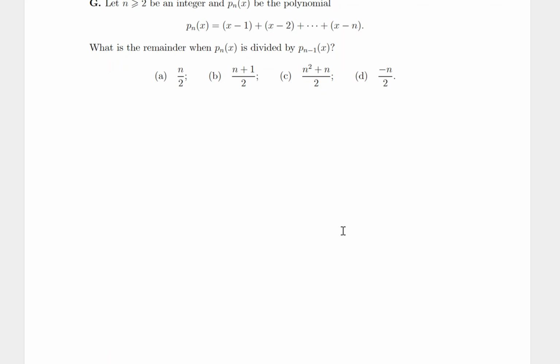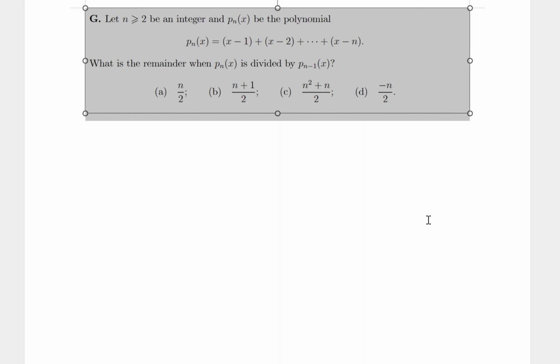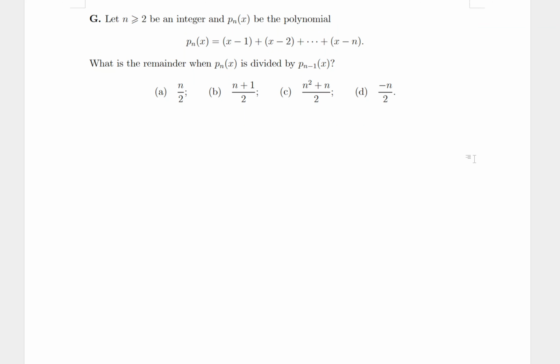Okay, question G. Let n greater or equal to 2 be an integer, and Pn of x be the polynomial. That's some sort of sequence going on. What is the remainder when Pn of x is divided by Pn minus 1 of x?